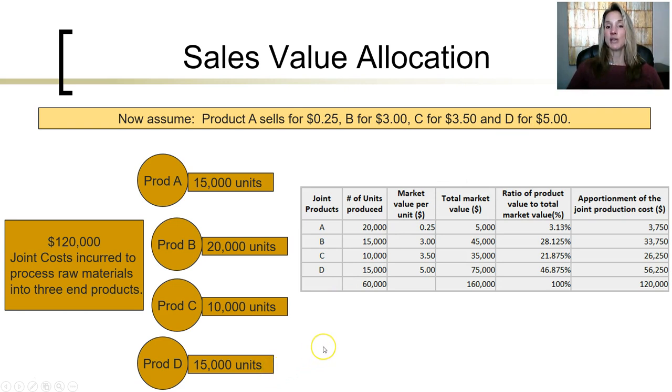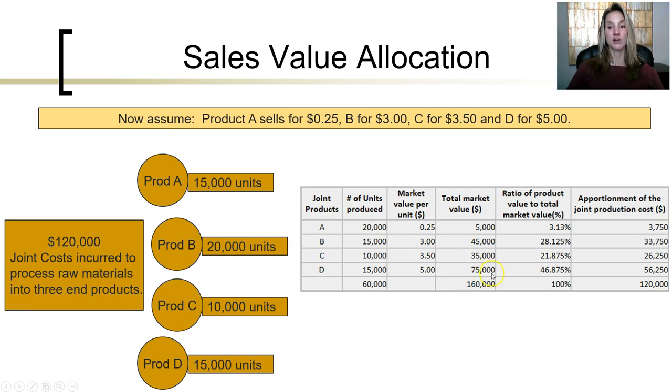So let's figure out what the total sales value is of each product. 20,000 units of A at a 25-cent sales value means the total market value or the total sales value is $5,000. Product B, we produce 15,000 units at a selling price of $3 per unit, total sales value, total market value, $45,000. C, 10,000 units at a sales value of $3.50 per unit, total sales value of $35,000. D, 15,000 units at a value of $5 per unit, total market value $75,000. The total market value of all products produced is $160,000.